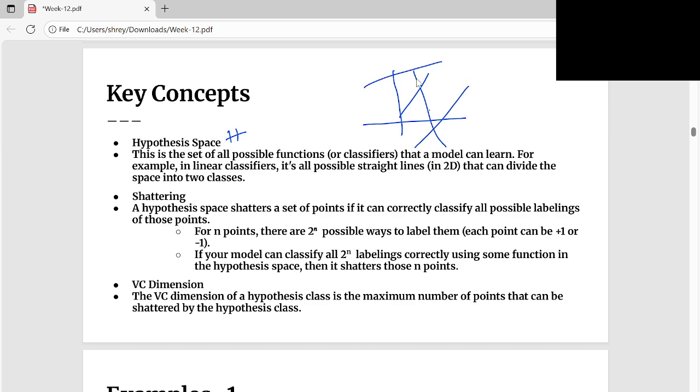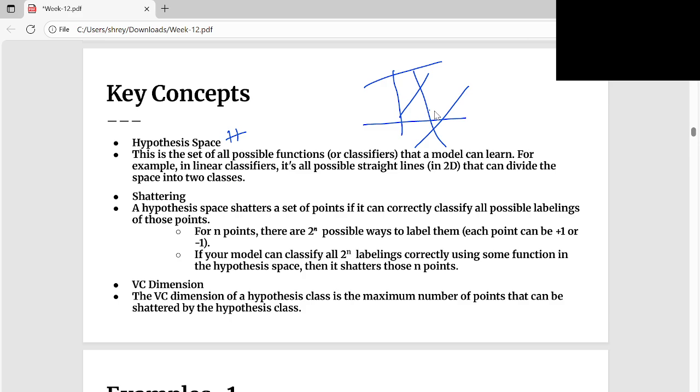So there can be an infinite number of classifiers, right? So it is the set of all possible functions. For example, in a linear classifier, all possible straight lines in 2D that can divide the space into two classes. So this is also a linear classifier, and all the possible straight lines can be included in this hypothesis space, the set H, capital H.